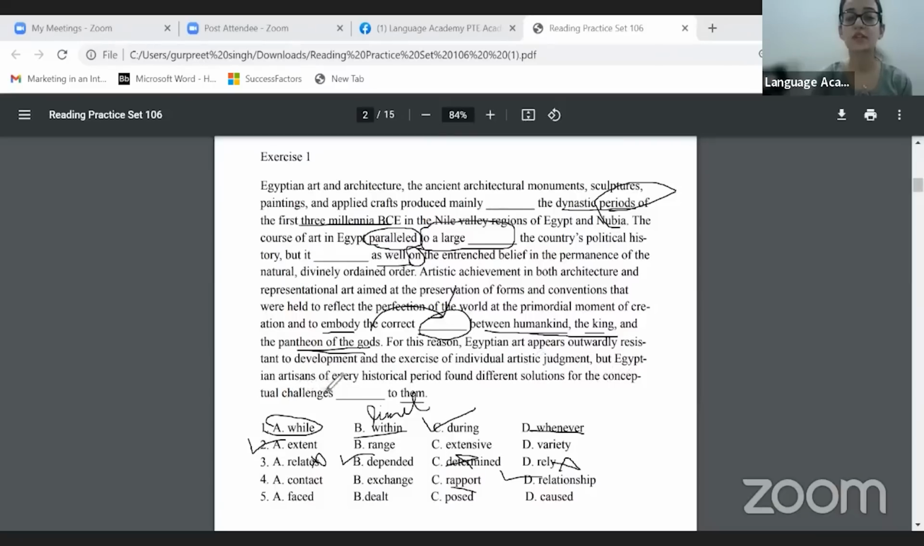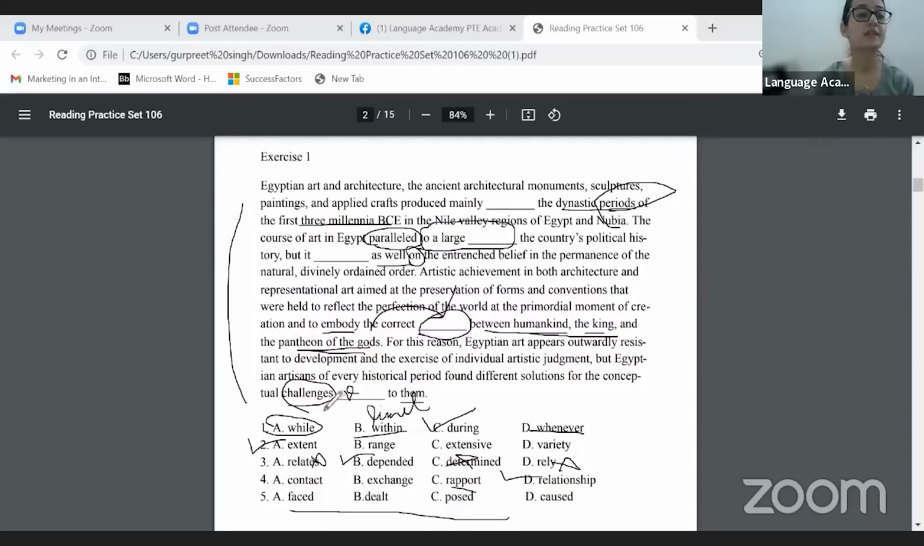For this reason, Egyptian art appears outwardly resistant to development and the exercise of individual artistic judgment. But Egyptian artisans of every historical period found different solutions for the conceptual challenges dashed to them. So challenges is a noun. We need a verb here. Challenges dashed to them, and this whole story is in past tense. This is talking about history and historical periods. So we need the past form of a verb. That's the first thing. When we look at the options, all four are past forms.